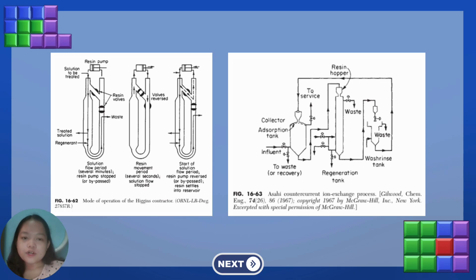Step 2 is the resin movement period. The valves are reversed. Resin moves back to the top para ma-reposition. And then, the flow of solution is stopped during this time.